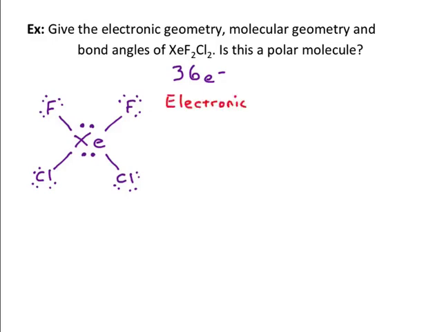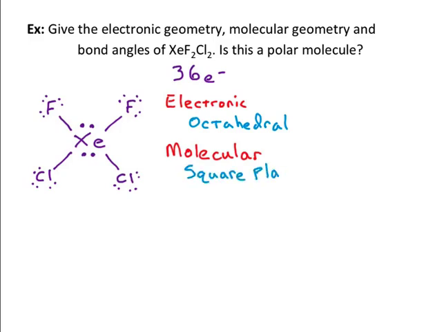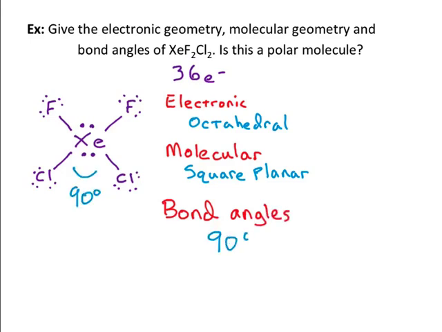The electronic geometry, well, since there are 6 electron groups around the central atom, the 4 atoms and the 2 lone pairs, that makes the electronic geometry octahedral. But since 2 of these are lone pairs, the molecular geometry, which you name just from the atoms, is going to be square planar. Now the bond angles on something that's square planar are 90 degrees, because the lone pairs push equally on opposite sides of the central atom, and so the peripheral atoms on the outside are all still 90 degrees from each other.